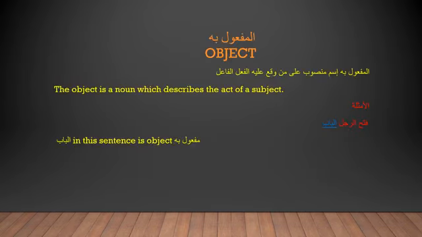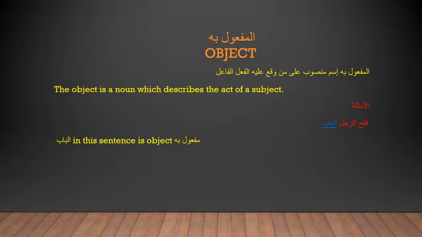Al-maf'ul bihi, the object. Al-maf'ul bihi ismun mansubun ala man waqa'a alayhi fi'l al-fa'il. The object is a noun which receives the act of the subject. You know that maf'ul bihi is an accusative noun. Accusative means the end of the letter will be fatha. Nominative was damma at the end of the letter. So here ismun mansubun, the end of the letters' harakat will be fatha, and it receives the act of the subject. Ala man waqa'a alayhi fi'l al-fa'il.